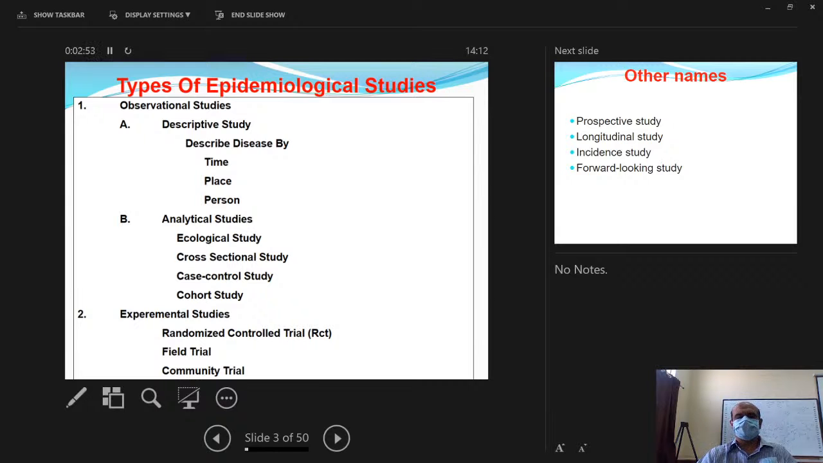So today we will discuss cohort study. All the studies move in time. Cross-sectional study means cross-secting a time. In cohort study, we are following the cohort. And case control study means we already have cases and we are looking backward and trying to compare them to the controls. Experimental studies are randomized control trial, field trial, and community trials.